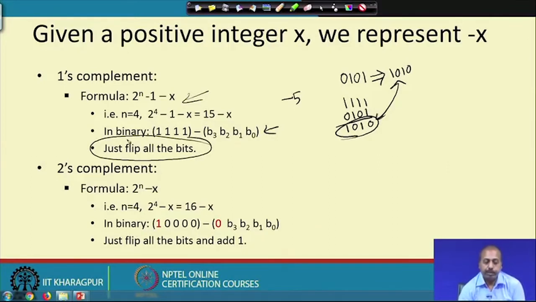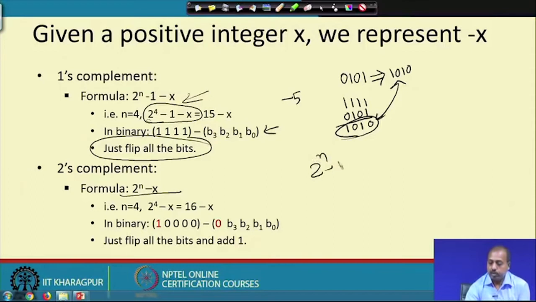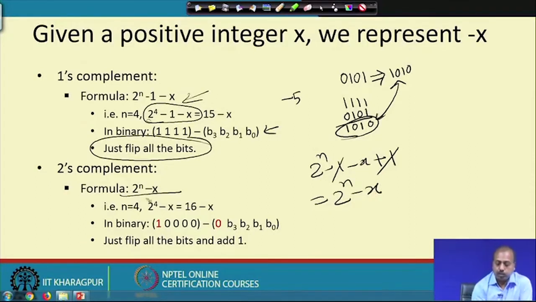Then in the 2's complement, the formula is 2 power n minus x. In 1's complement we have already done 2 power n minus 1 minus x. So, if with 1's complement we add this 1, that is 2 power n minus 1 minus x, then these 1's will cancel out. So, you will get 2 power n minus x, fine. So, we have got this 2's complement representation.